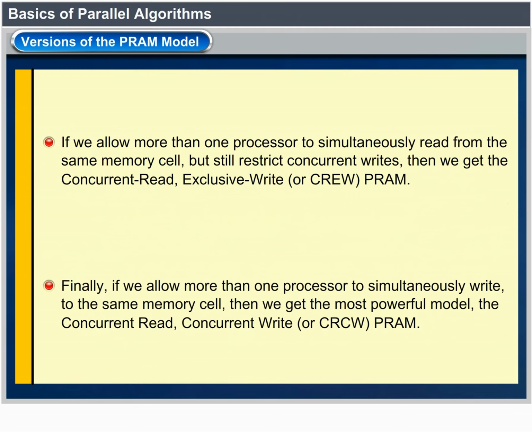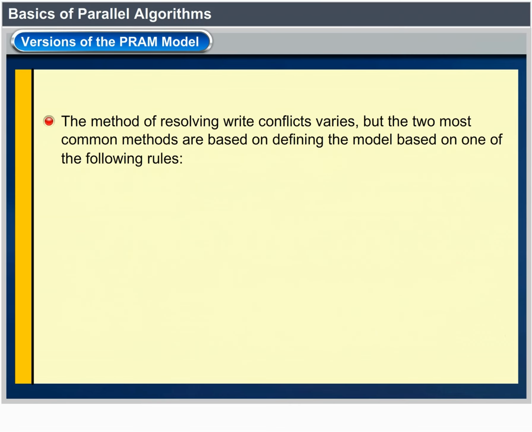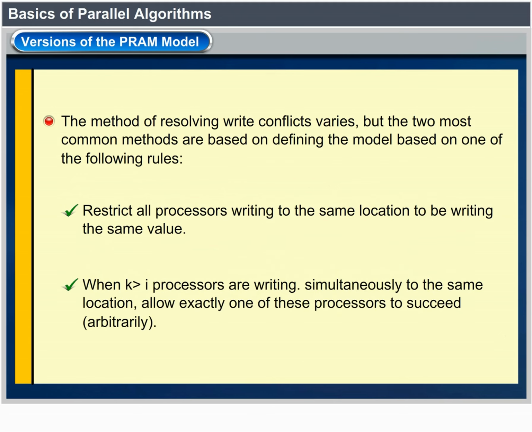Finally, if we allow more than one processor to simultaneously write to the same memory cell, then we get the most powerful model, the concurrent read, concurrent write, or CRCW PRAM. The method of resolving write conflicts varies, but the two most common methods are based on defining the model based on one of the following rules. Restrict all processors writing to the same location to be writing the same value. When k greater than 1 processors are writing simultaneously to the same location, allow exactly one of these processes to succeed arbitrarily.